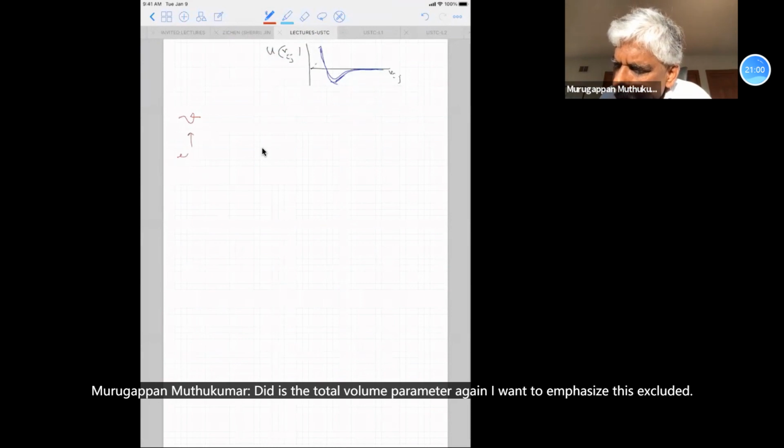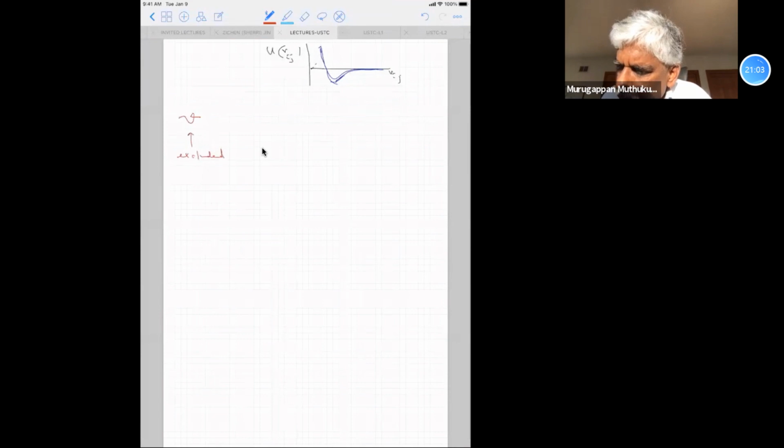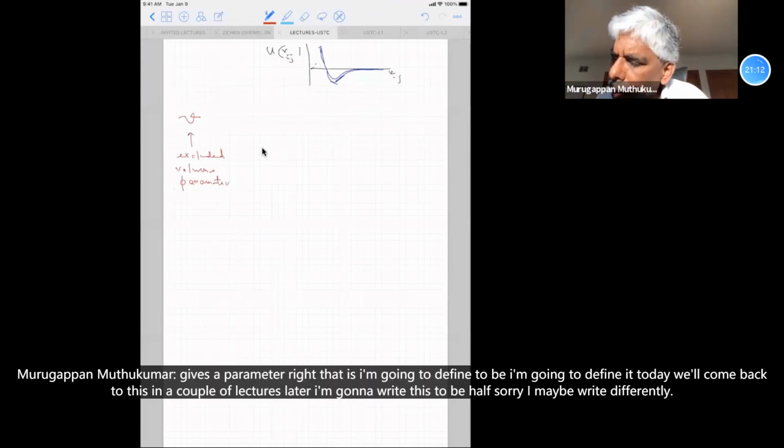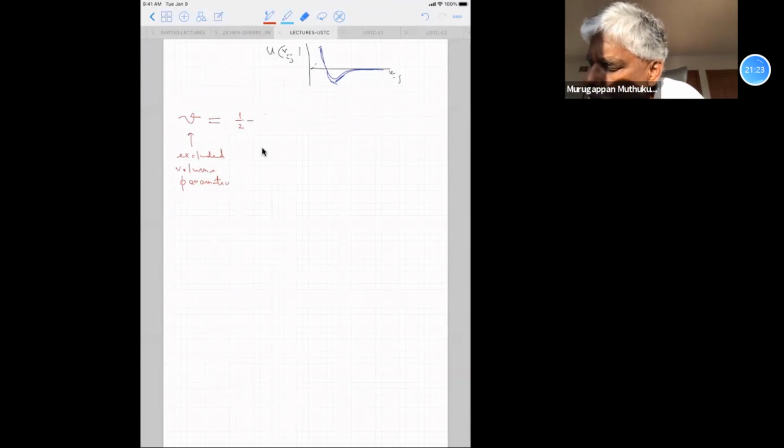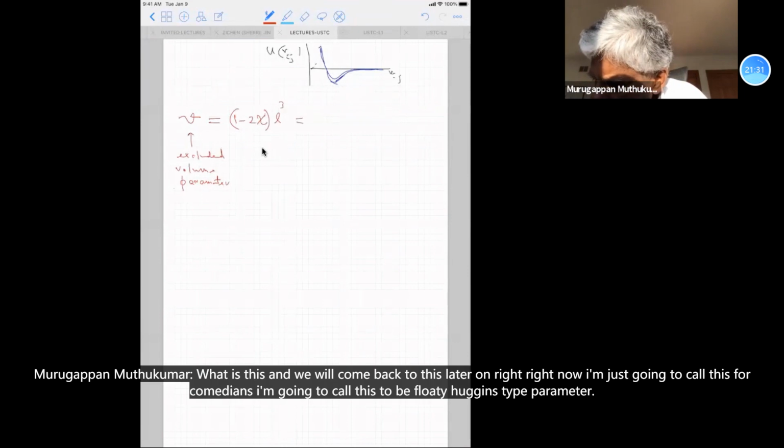Again, I want to emphasize this is an excluded volume parameter. Okay, it's a parameter, right? I'm going to define it today, and we'll come back to this a couple of lectures later. I'm going to write this as 1 minus 2 chi, times L cubed. What is this? We will come back to this later on. Right now, for convenience, I'm going to call this the Flory-Huggins chi parameter.